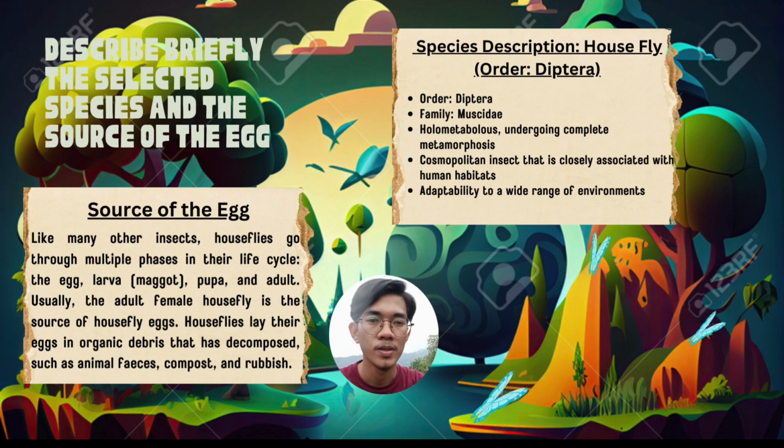And for the source of the egg, like many other insects, houseflies go through multiple phases in their life cycle: the egg, larva, pupa, and adult. Usually, the adult female housefly is the source of housefly eggs. Houseflies lay their eggs in organic debris that has decomposed, such as animal feces, compost, and rubbish.